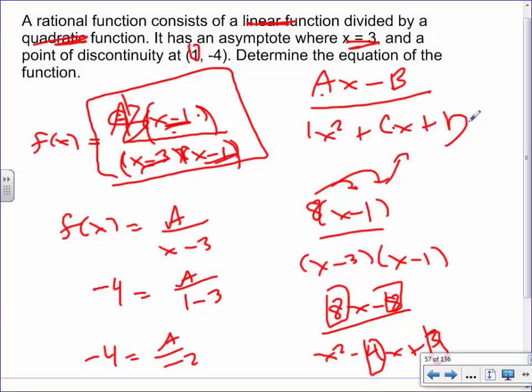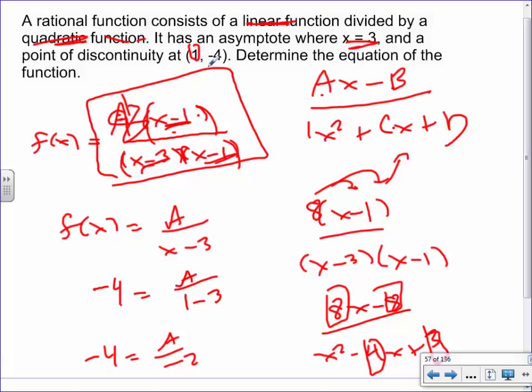Now that I've given you something like this, kind of make up your own equation. Just make up some new values here. Make it a linear function over a quadratic again. Just change your asymptote to x equals 2, right? And then make your point of discontinuity be 3, 7. You may end up getting a fraction along the way, but you could make your own question up. Make sense? Okay, I'll stop here for now.